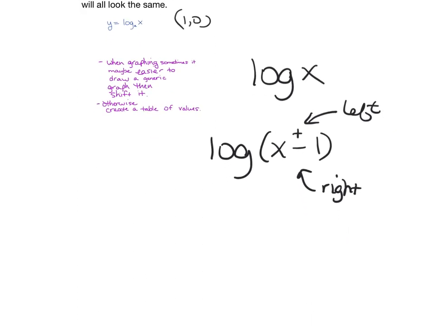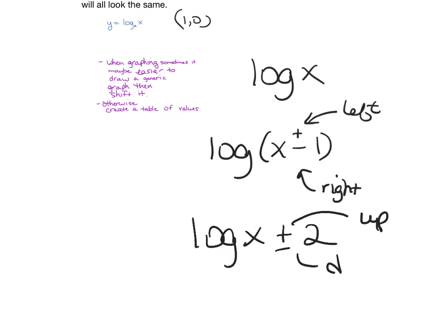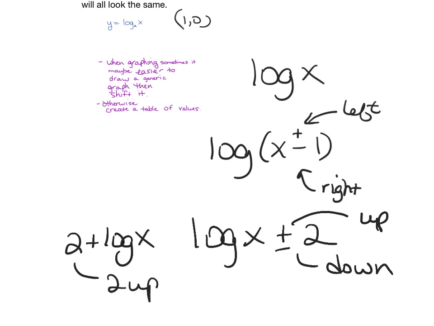If I have something like log x, and there's something being added or subtracted, like a plus 2, this would be up, and this would be down. So when it's in parentheses with the x, that's going to be left and right. And when it's not in parentheses and it's just being added or subtracted, that would be up and down. Now, you may also see the up and down written as a number in front of the log. This would still be 2 up.